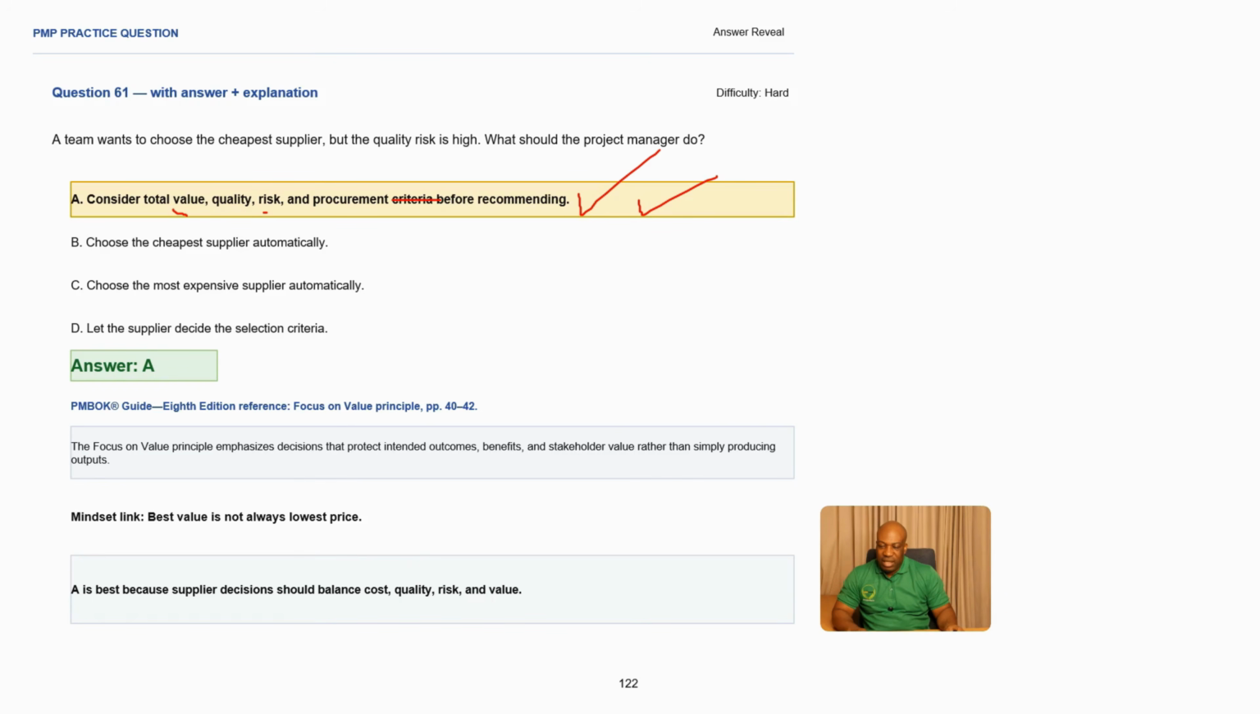So what is our reference here? In the PM book, we are referencing the focus on value principle. What does it say? It emphasizes decisions that should protect intended outcomes, benefits, and also stakeholders. Then the best mindset here is that best value is not always the lowest price. Sometimes you might have something very expensive but low value, something very cheap but high value. So making A the best answer, because supply decisions should balance cost, quality, risk, and also value, making A the best answer.